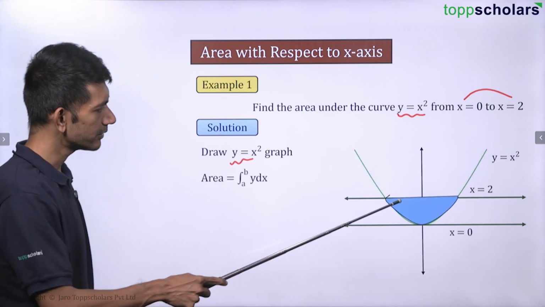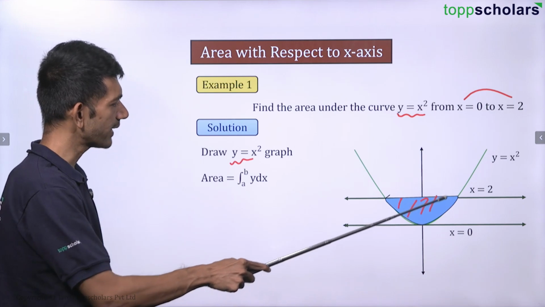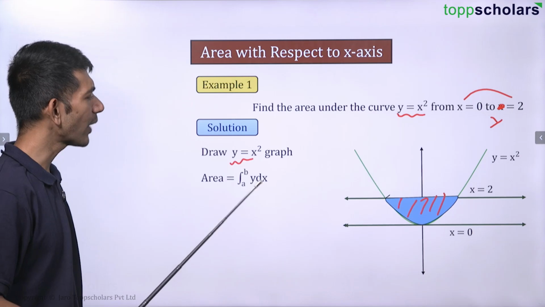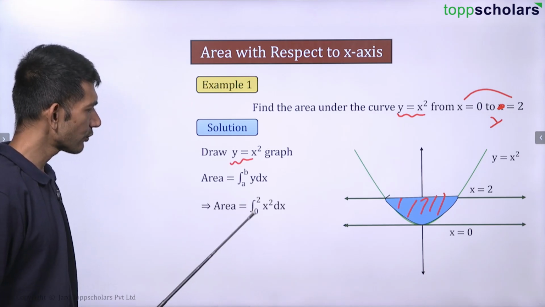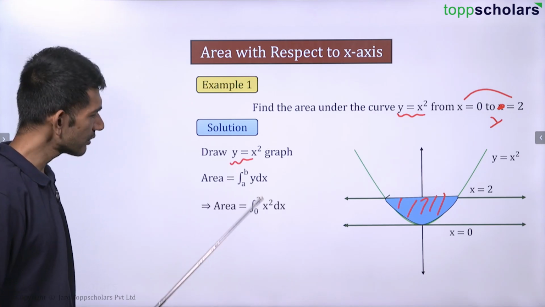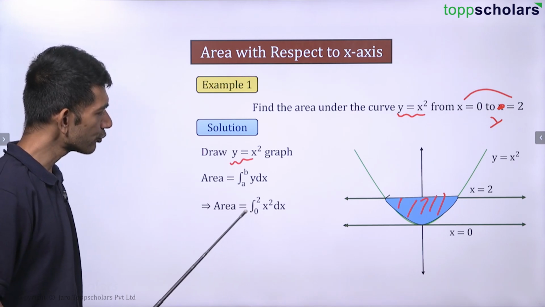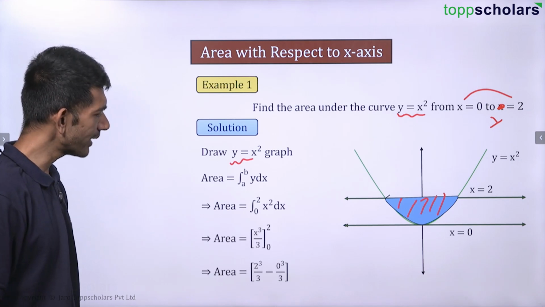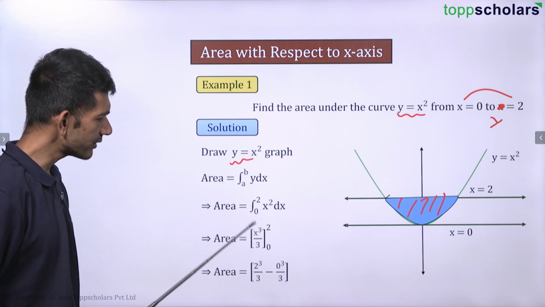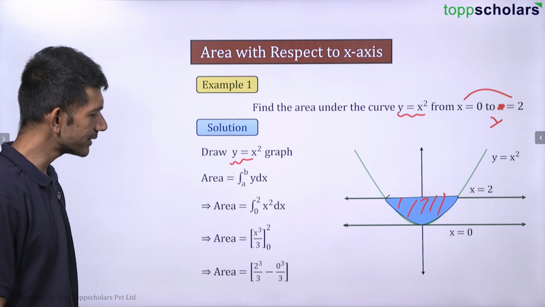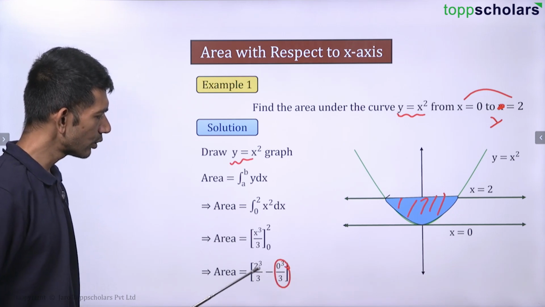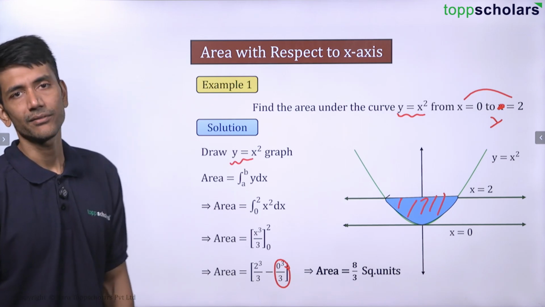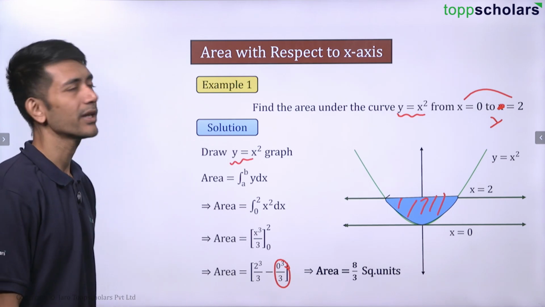So this is the region that we are going to find out. By the way, this should be x is equal to 2. The area is the integral of y dx, right? So from 0 to 2, x square dx. What is the integration of x square? That is x cube by 3. Then you put the values, that is 2 cube by 3 minus 0 cube by 3. This becomes 0. 2 cube is 8. So 8 by 3. That's it. So the area is 8 by 3 square units.